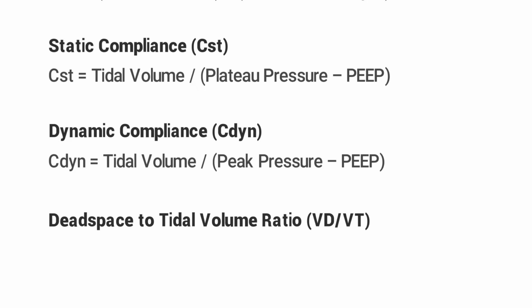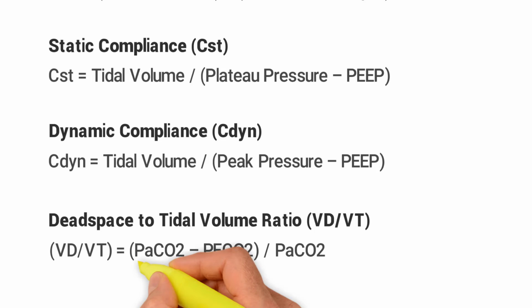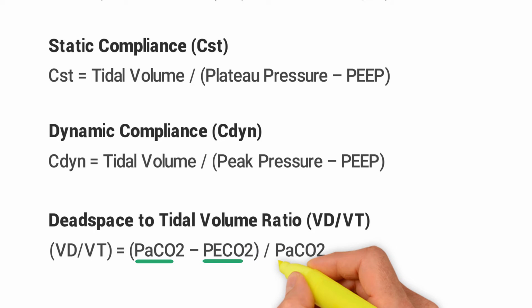Dead space to tidal volume ratio. A little shortcut to remember this one is PaCO2 minus PECO2 over PaCO2, or more technically speaking, the partial pressure of carbon dioxide minus the end-tidal CO2 divided by the partial pressure of carbon dioxide. So just remember that one. PaCO2 minus PECO2 over PaCO2.